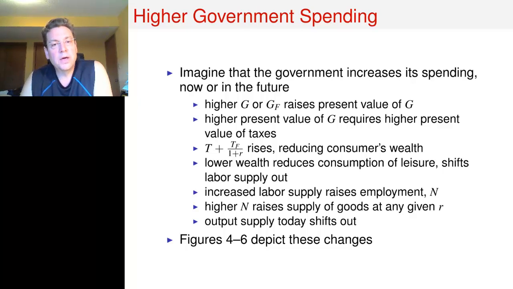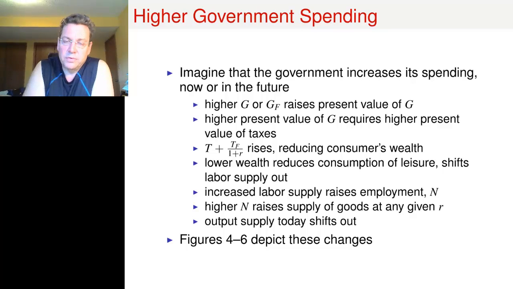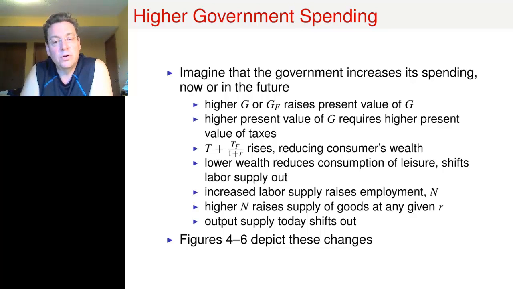And what we know is that the government's intertemporal budget constraint requires that if the present value of purchases goes up, then the present value of taxes goes up. That means that the present value of consumers' after-tax income falls, or in other words, consumers' wealth falls. Because leisure is a normal good, consumers are going to want to reduce the amount of leisure that they consume, and that equates to shifting the supply curve out. So they're going to want to supply more labor at any given real interest rate.